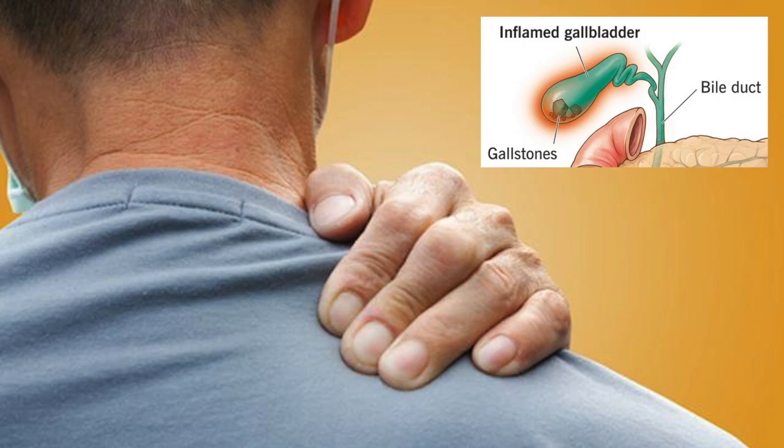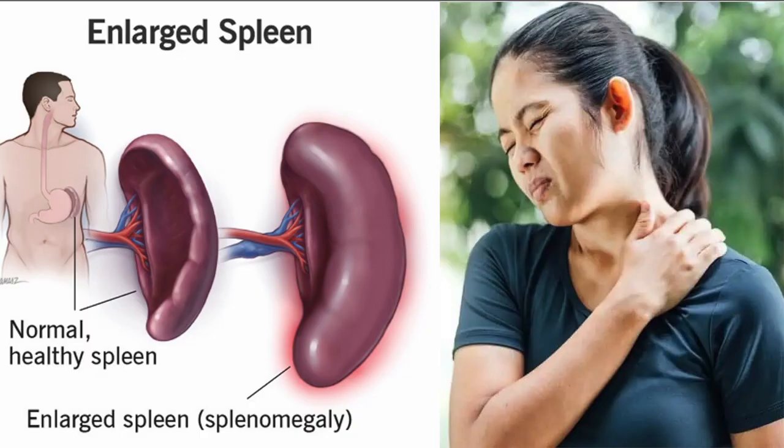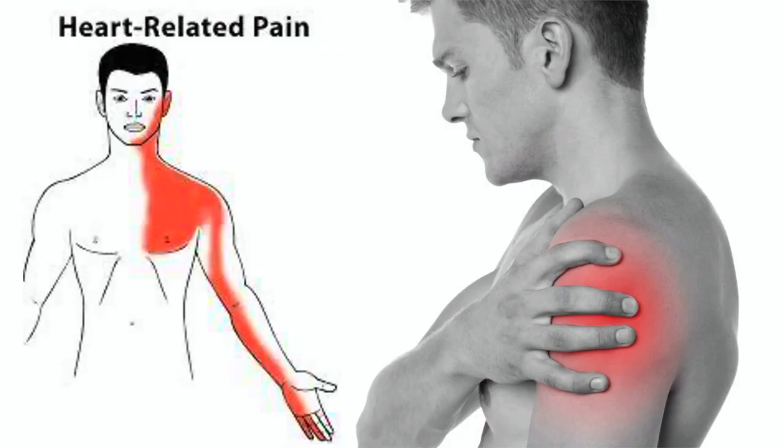the pain is referred to the tip of the right shoulder, while in case of splenomegaly, when there is irritation on the undersurface of the diaphragm on the left side, the pain is referred to the left shoulder. Similarly, in case of angina pectoris and pericarditis, the pain is referred to the left shoulder.